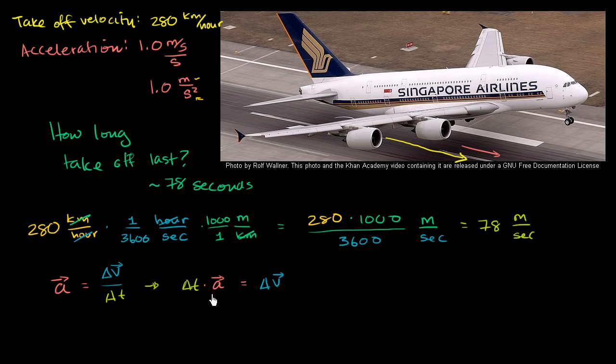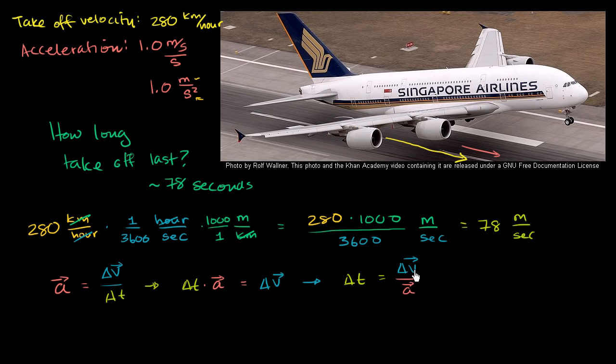And to solve for change in time, divide both sides by the acceleration. You get change in time. I could go down here, but I just want to use all this real estate I have over here. Change in time is equal to change in velocity divided by acceleration.